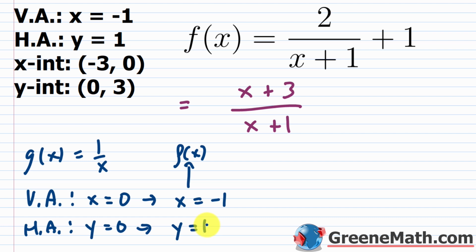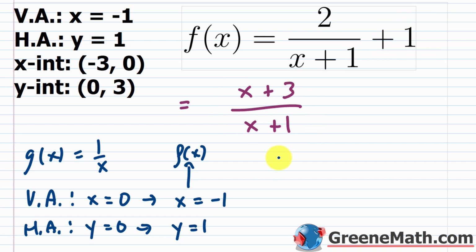But the other way to do it would be to look at it in this form right here. You have to be really, really careful about what you're doing, because where people make a mistake is they look at this form right here and they say, okay, well, 2 over x plus 1, that tells me that this is going to be y equals 0, but then they don't think about this over here. You have this plus 1, it's shifted up by 1 unit.